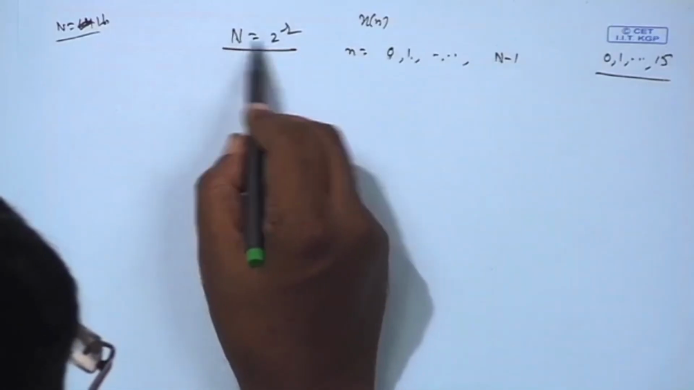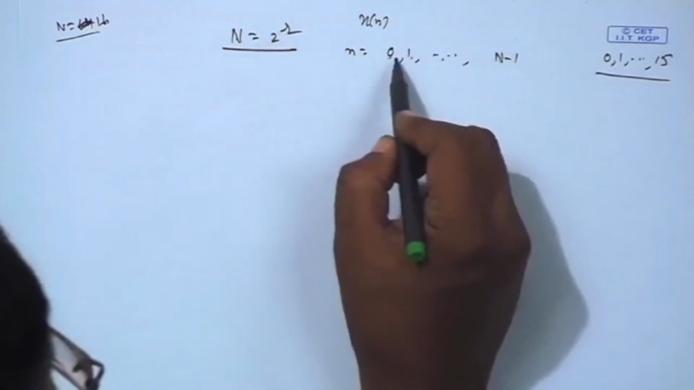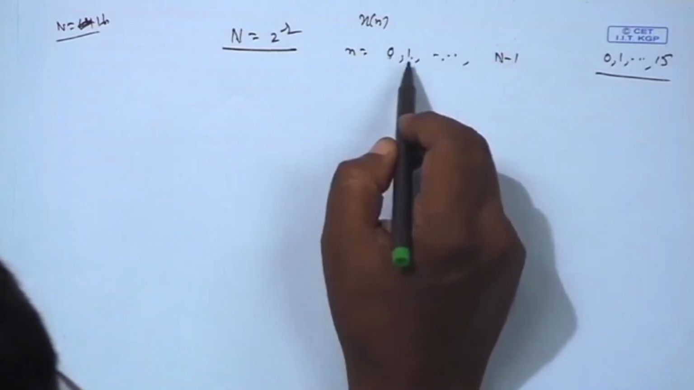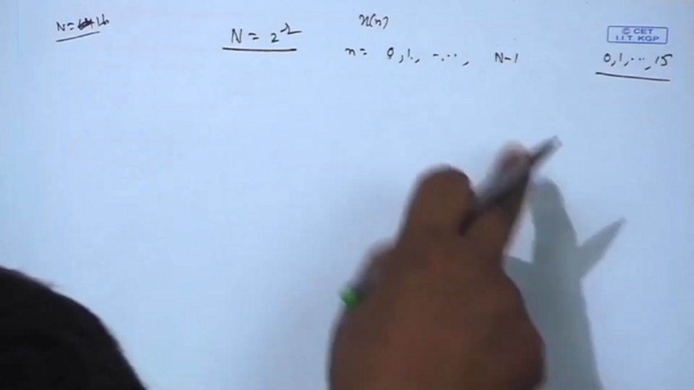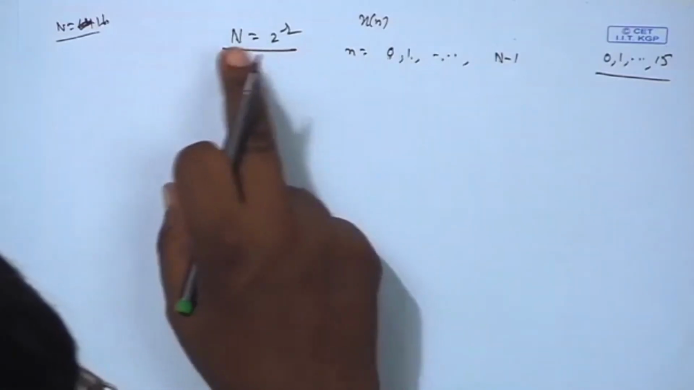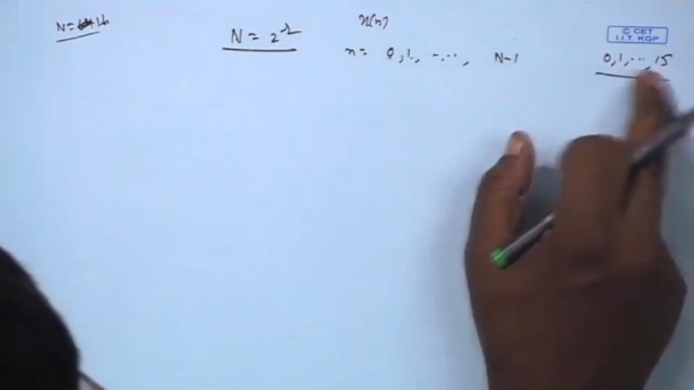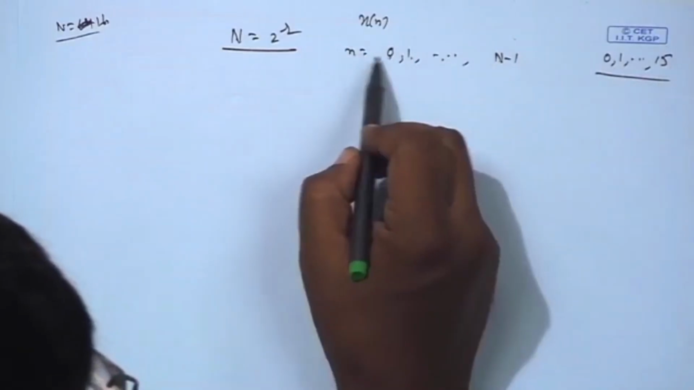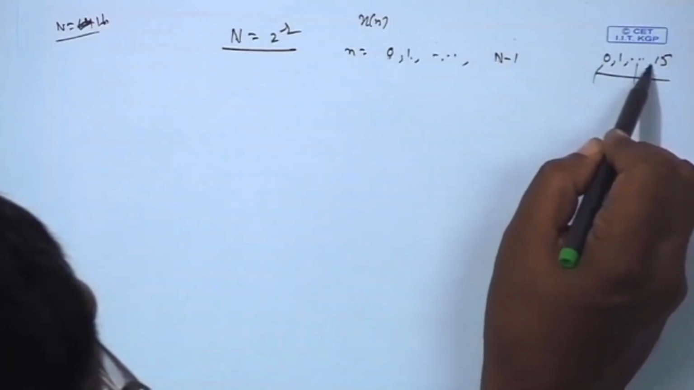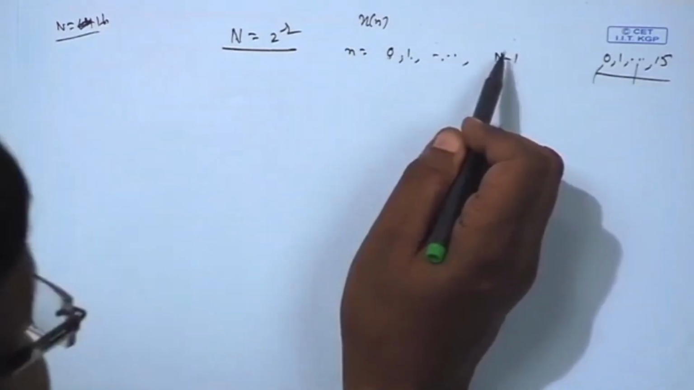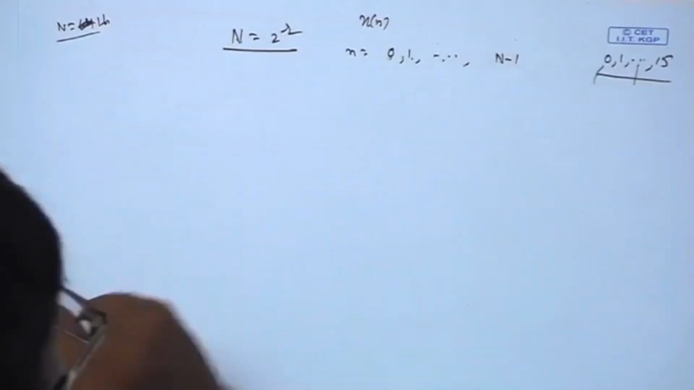If N is 64, 2 to the power 6, we will go up to 0, 1 up to 63. To represent all of these indices, you require 6 bits. If N is 16, that is 0, 1 up to 15, that is the index set over which small n goes. Then, to represent each value of the small n index, I will require 4 bits, 2 to the power 4 is 16.